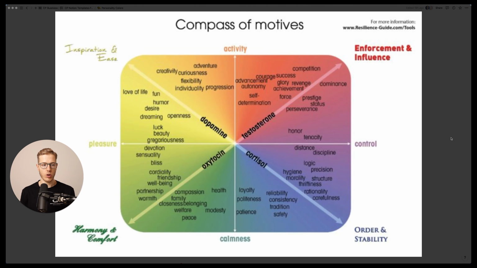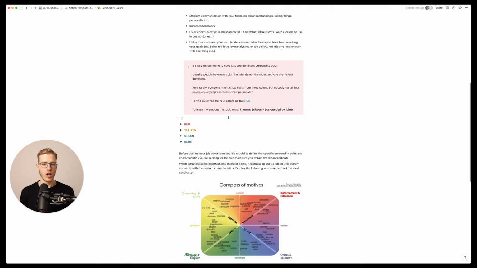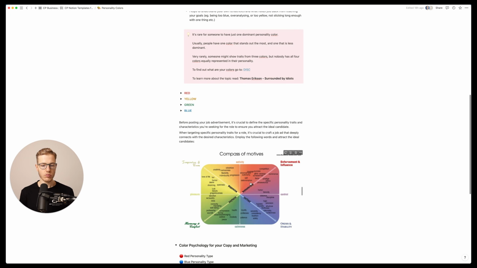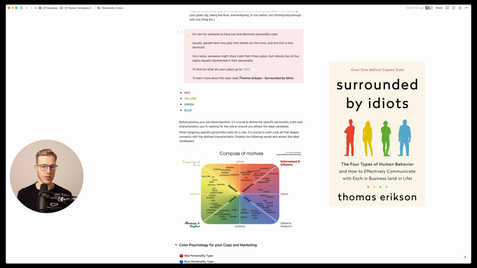And now, once you know this, you understand, okay, this is maybe my most dominant color and I have maybe one more. Some people have three, but most people have two main colors that represent them. And the book Surrounded by Idiots by Thomas Erikson is really good on this and gives you more details.